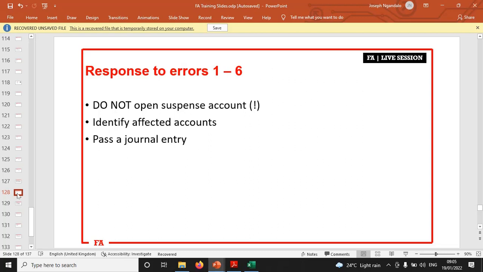So, do not open the suspense account. There's an exclamation mark there, isn't it? Identify the affected accounts and pass the journal entry. Very important.